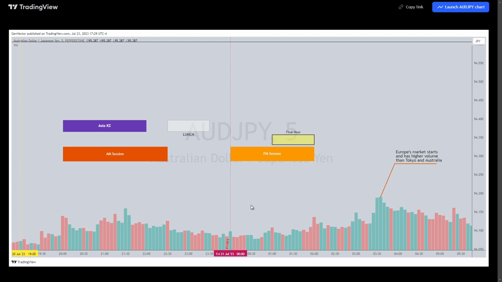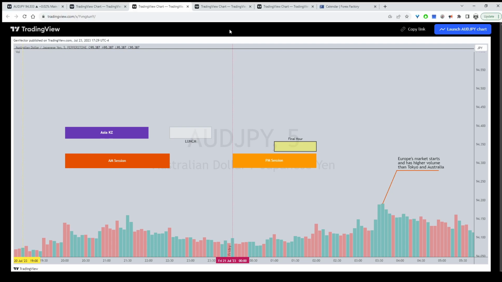You can see that the European markets have a higher volume of activity than the Asia and Australia markets. So what I'm doing here is taking the ICT concepts of framing the market, meaning breaking down AM sessions, PM sessions, lunch hours, final hour macros, kill zones in the AM, and applying that to the Asia model. Here are a couple of examples, and I'm going to be using this framework for anything else that I post in terms of price action reviews.